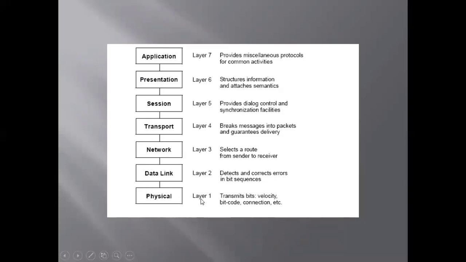From this, you can see layer 1 has a specific role and responsibility. What is the role of layer 1? It transmits bits, bit codes, connections, etc. Layer 2 detects and corrects errors. Again, layer 3, that is the network layer, selects a router from sender to receiver. Likewise, all these layers have been given a specific task, which is performed specifically by that individual layer only.